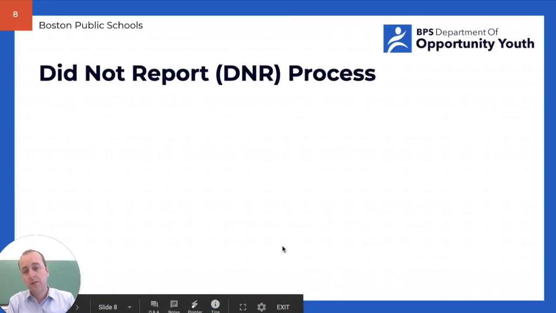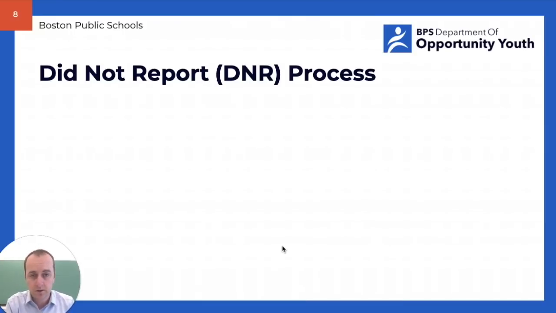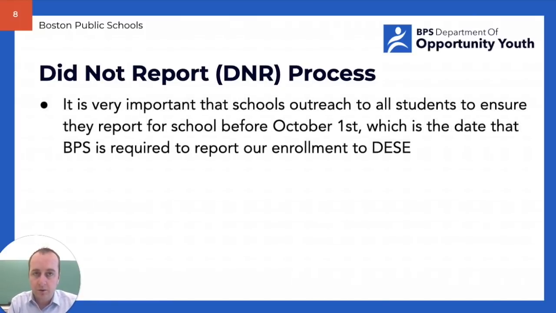Now, the did not report process, or we call it the DNR process here in Boston, is very important every year, but this year it is especially important because we have such a short amount of time. It's very important that schools reach out to students very quickly, early and often, to ensure that they report to school before October 1st.